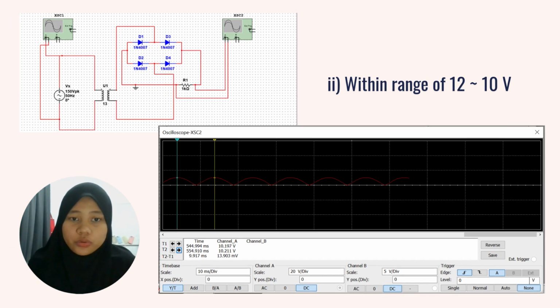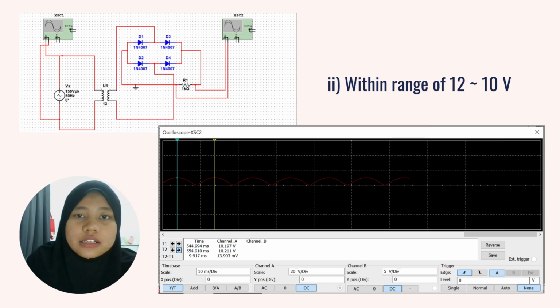So I will explain the full wave rectifier within the range 12 volts to 10 volts. So the first step is I maintain the AC voltage source at 150 V peak and 50 Hz. Then I modify the transformer and turn its ratio to 13. Ensure the four 1N4007 diodes and the 1 kilo ohm load resistor are properly connected.